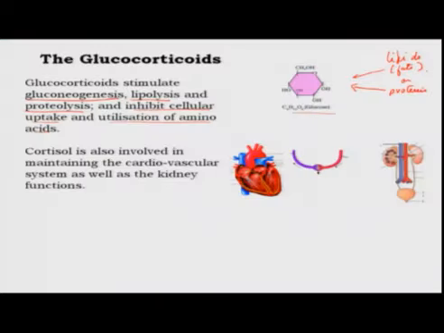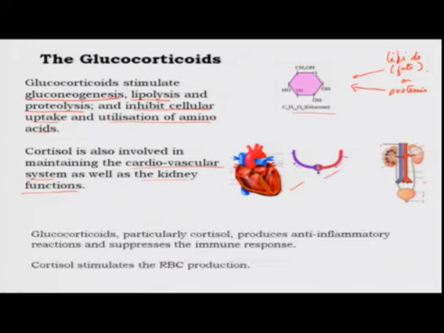Cortisol is also involved in maintaining the cardiovascular system as well as kidney functions. So, it has other effects which help in maintaining the functions of the cardiovascular system as well as the kidney. And besides this, it has another very important effect on our immune system: it produces anti-inflammatory reactions, meaning it produces substances that bring down the activity of the immune system or suppress the immune response. So, these can often be used as medicines when you want to suppress the immune reaction for some reason.